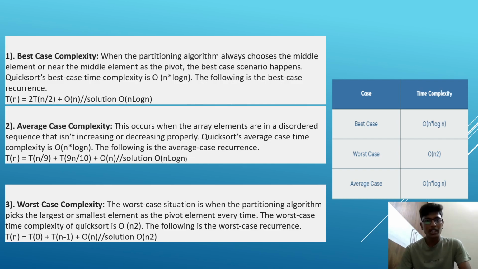Quicksort's best case time complexity is big O of n log n. The following is the best case recurrence. T of n equal to 2T of n by 2 plus big O of n. Solution: big O of n log n.